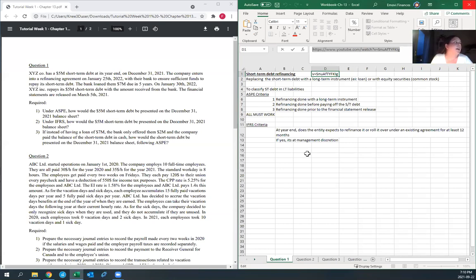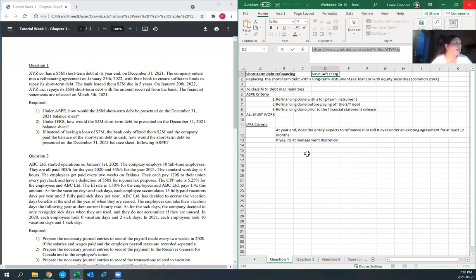XYZ company has a $5 million short-term debt at its year end on December 31st, 2021. The company enters into a refinancing agreement on January 25th, 2022 with their bank to ensure sufficient funds to repay its short-term debt. The bank loaned them $7 million due in 5 years. On January 30th, 2022, XYZ Inc. repays its $5 million short-term debt with the amount received from the bank. The financial statements are released on March 5th, 2022. There's a little error here.